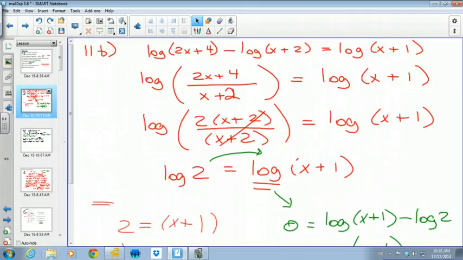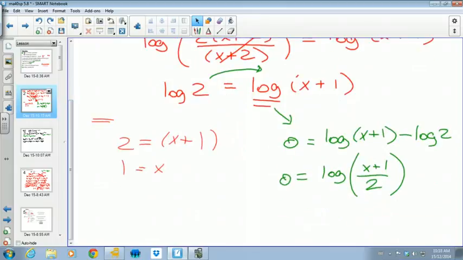Why did Mr. Wheeler change my board? Oh, there it is. It's messed up.